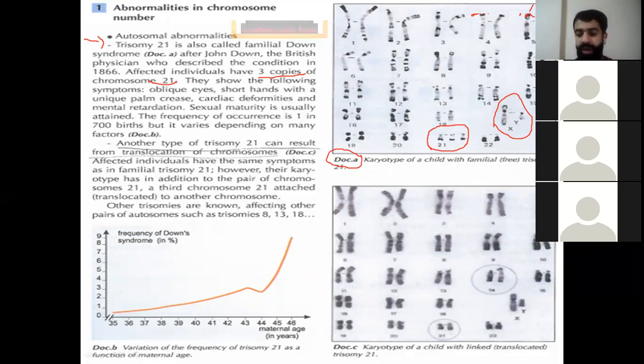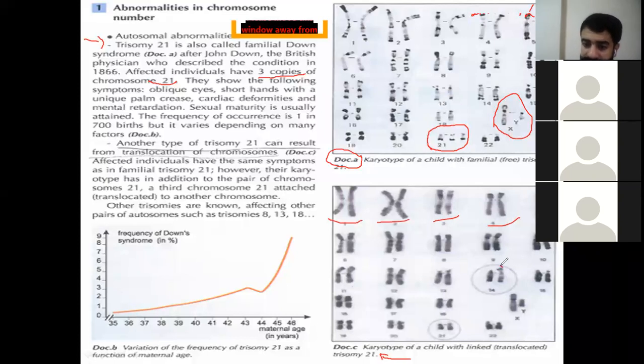Pay attention here. Here, karyotype of a child with linked or translocated trisomy 21. So they told you we have trisomy 21. But if you see all the chromosomes, they are homologous. They are the same, except for 14. Look at 14. This one is larger than the other. So a portion of this chromosome was translocated from chromosome number 21. So here they said that we have trisomy 21, but this portion of chromosome 21 was translocated. It moved to another position. So it moved to chromosome number 14.